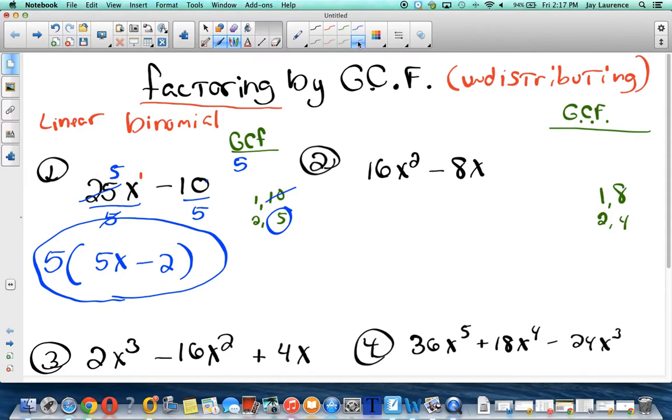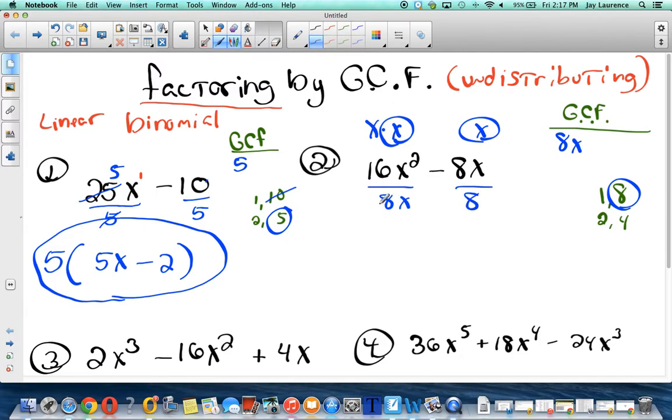Then I'm going to ask myself, does 8 go into 16 evenly? Sure does. Part of my GCF is 8. Now look at this. I have an x squared, which is x times x, and I have an x over here. What do they have in common? Well, there's an x in common, right? This one has x times x, and this one has just x. So we're going to make our GCF 8x, not just plain old 8. 8 is a common factor, not the GCF. So I'm going to divide both terms by 8x.